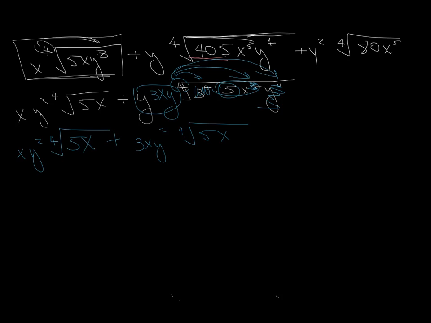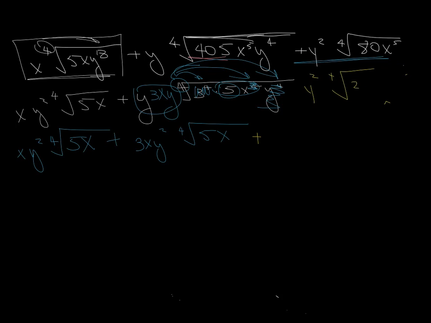Alright, let me write this over here too. Okay, now let's look at this one. Let's do this in yellow just so you can tell that it's a different problem. So this is going to be plus. So I've got y squared and the 4th root of, let's see, 2 times 2 times 2 is 8 times 2 is 16 times 5 is 80, x to the 5th. Sorry.